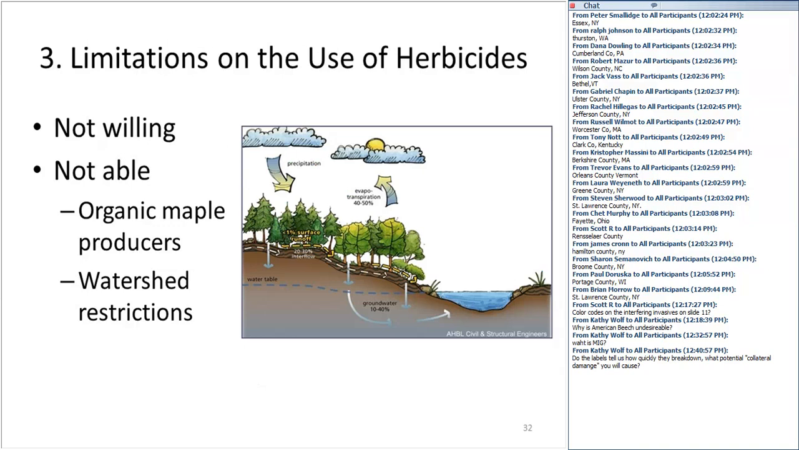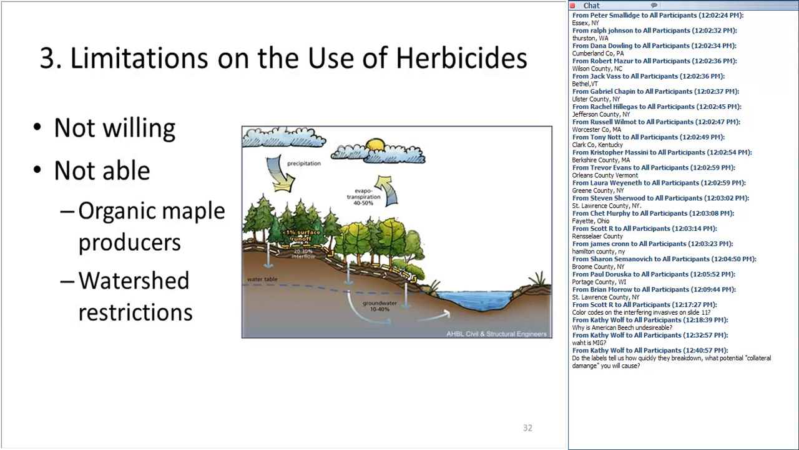So there are some maple producers who are organic, and because of that, they're not able to use herbicides to control undesirable vegetation. And there are some watershed restrictions. So the watershed for Boston, the Quabbin Reservoir, does not allow, for example, any use of herbicides.